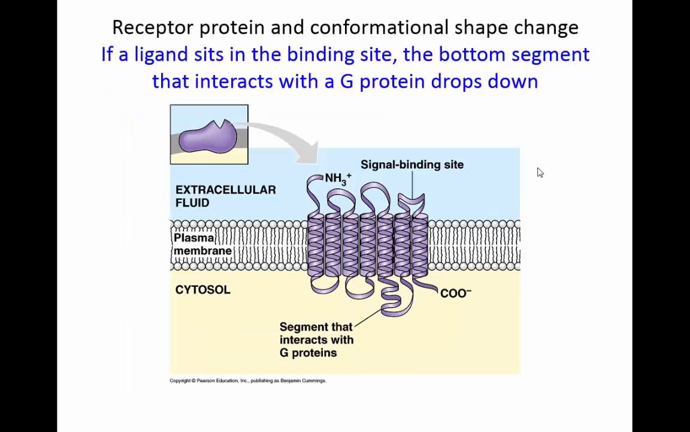Now, when we're actually looking at the actual signal molecule, so here's our plasma membrane, our cell membrane, our phospholipid bilayer, and here is our protein that's embedded in here. In this case, we're looking at an integral protein because it goes all the way through the membrane. And so this is the actual signal molecule. So the ligand bends. You can see here if a ligand sits in the binding site, the bottom segment that interacts with a G protein drops down. So let's look at that.